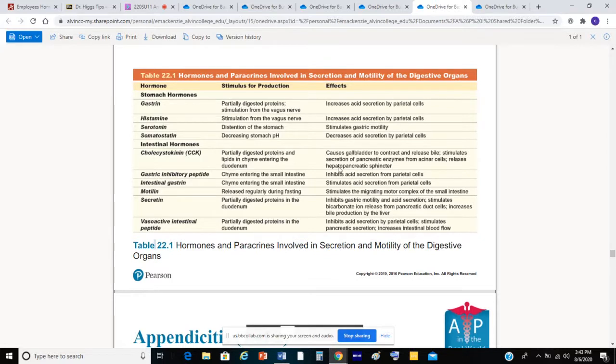Duodenum releases cholecystokinin, which will trigger the accessory organ, the gallbladder, to help release bile to help finish off the digestion. All right. In addition to causing the gallbladder to release bile, it also causes the pancreas to release its enzymes as well. Again, to help finish digesting those undigested foods coming from the stomach.